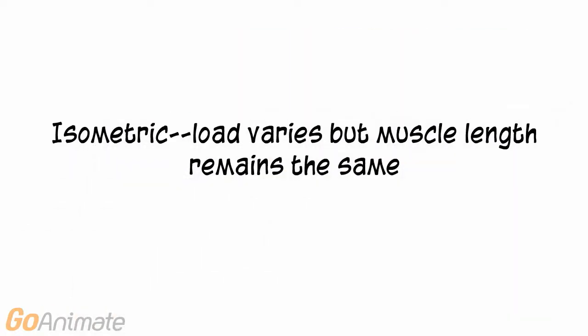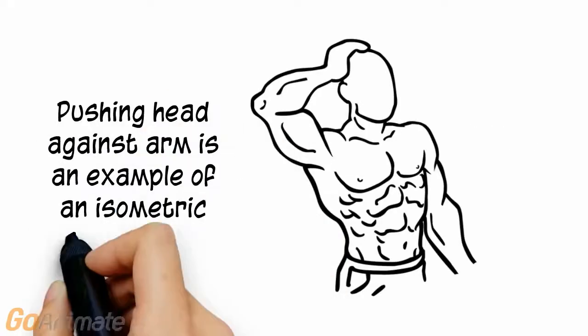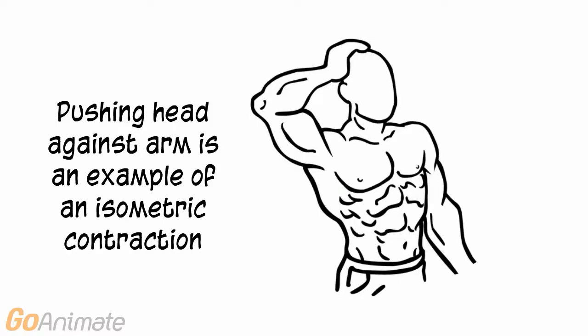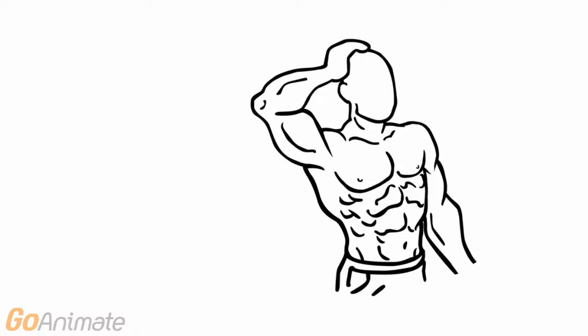In an isometric contraction, the force can vary, but the muscle length remains the same. Pushing your head against your arm is an example of an isometric contraction. You could push hard or soft, but your head would not move.